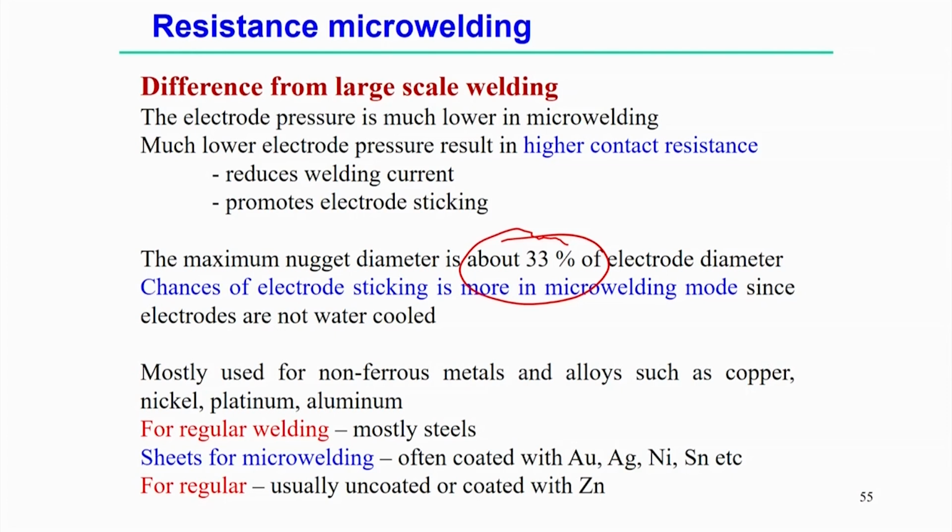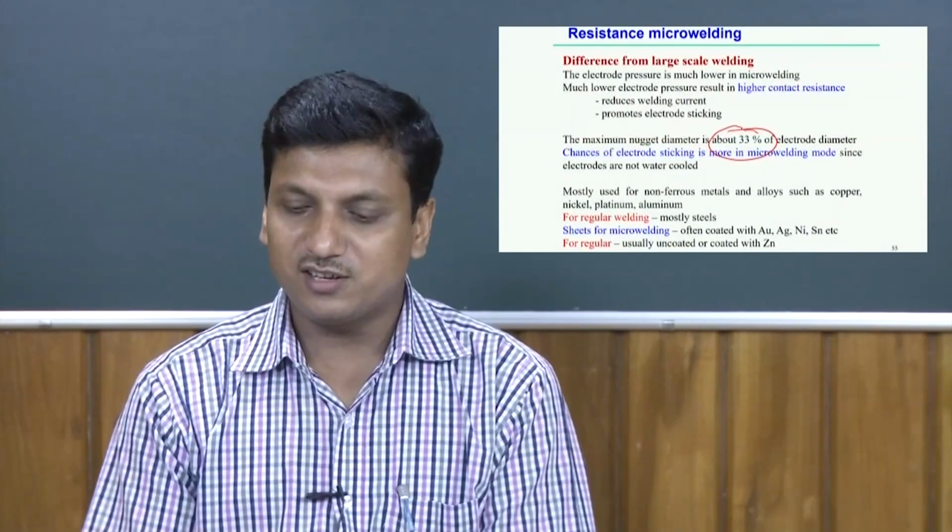In terms of application, most non-ferrous metals and alloys are processed using resistance micro welding. In micro welding we mostly use steels coated with silver, gold, nickel, etc. For regular, that means conventional, welding processes, usually uncoated steels or steels coated with zinc are welded. Those types of metals are mainly applied in conventional welding processes.